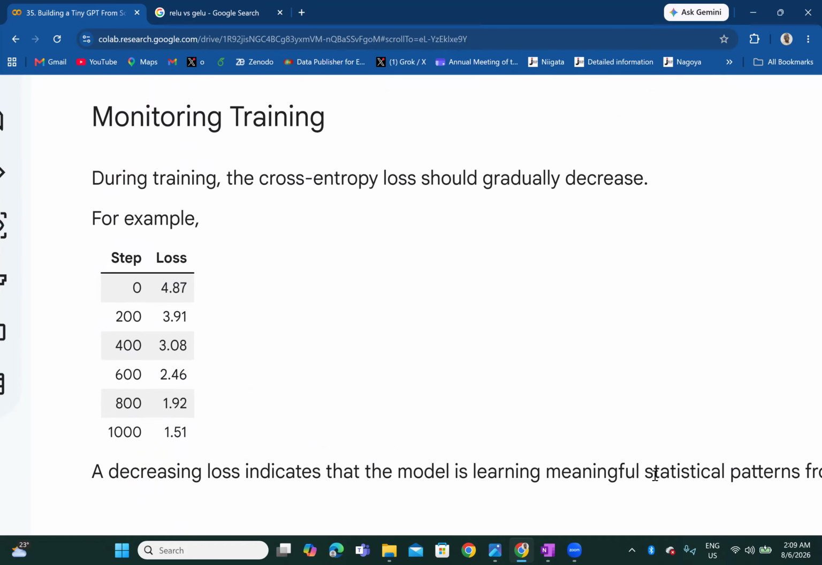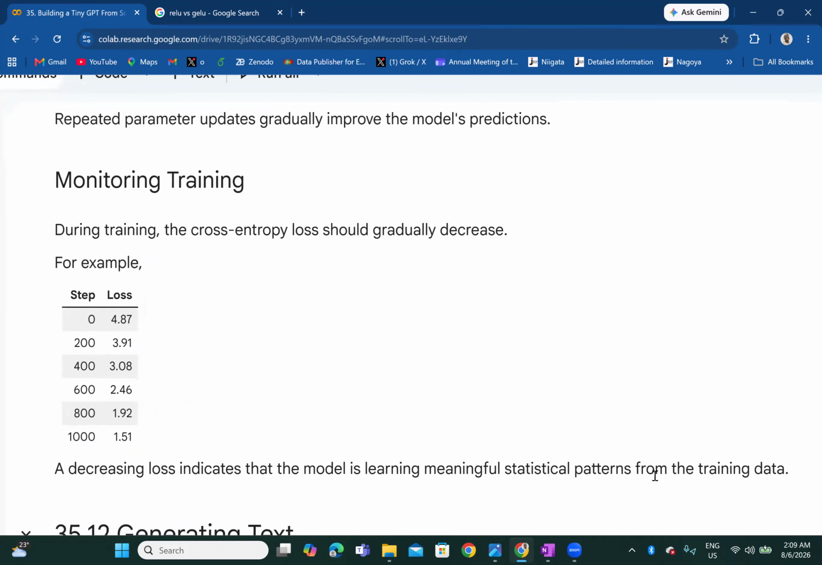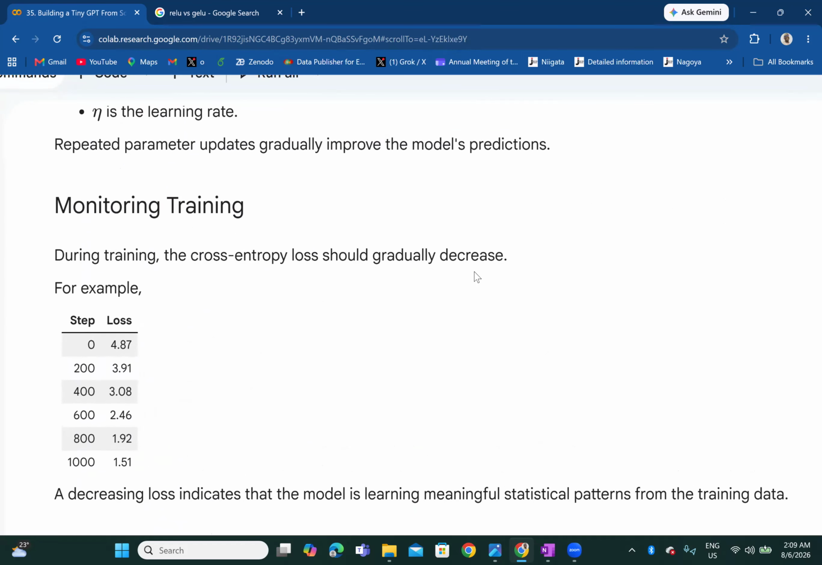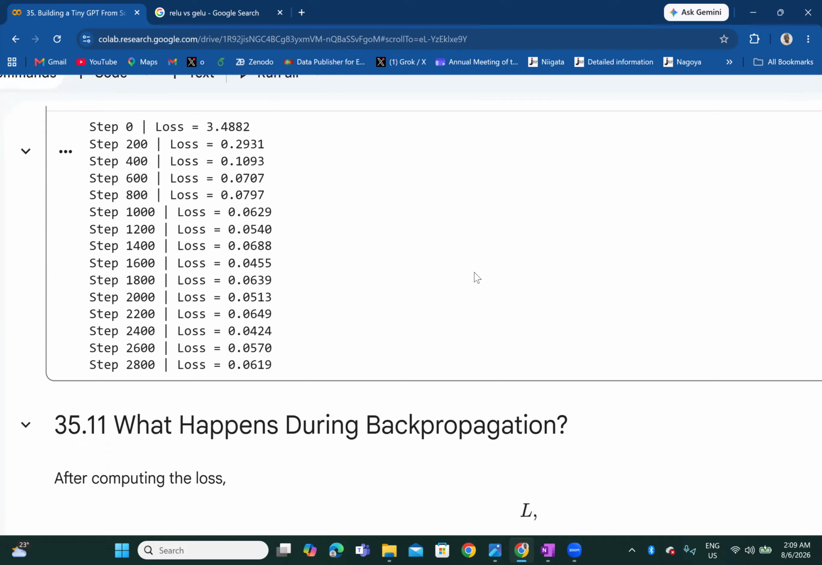And then we talk about monitoring training now. During the training, the cross entropy loss should gradually decrease. Now you can see what we have here is not the ideal case because it's fluctuating.